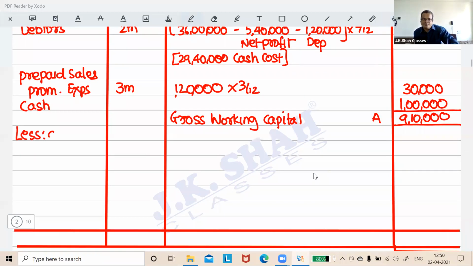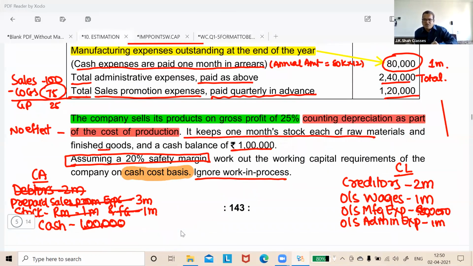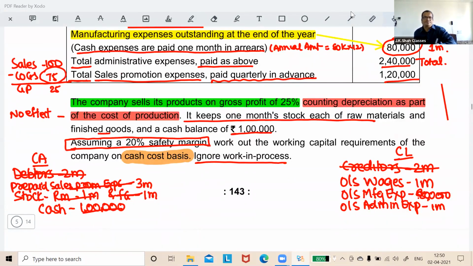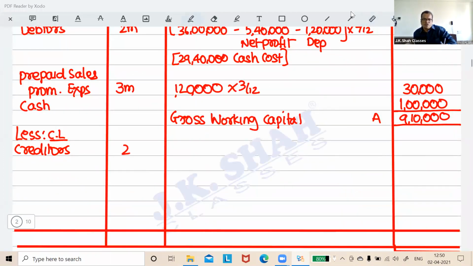So let's do that. Less what? Current liabilities. The first one is creditors. The creditors are giving us a credit of 2 months, right? Let's see in the question. Creditors are giving us a credit of how many months? 2 months. Okay. So you know, creditors will be on credit purchases, but the question has no purchases. So we'll assume the same as material consumed. So 9 lakh into 2 by 12 divided by 6, so 150.